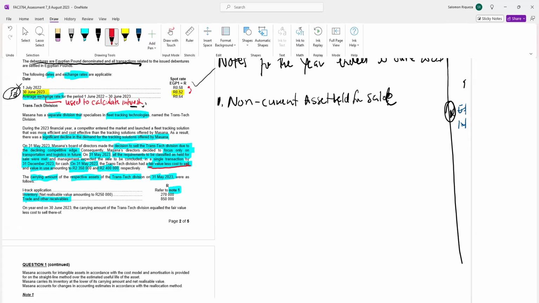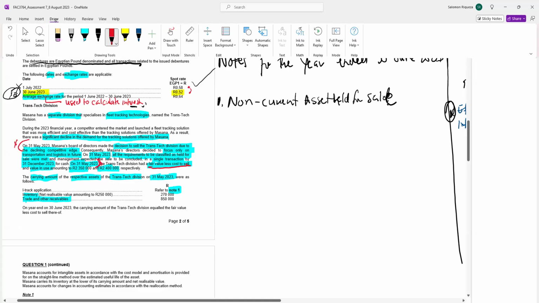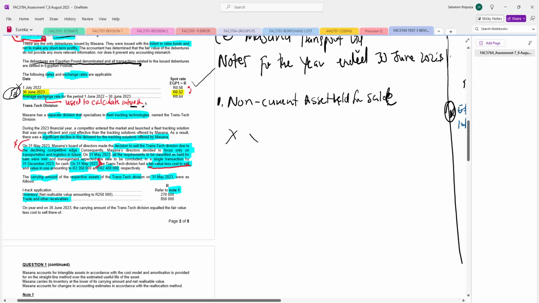Focus. Okay. On 31st, Masana's board made a decision to sell. You see from there. You're going to start there up until here. Don't include where he's talking about fair value less cost to sell. So from here to here, you will copy that story word by word. If you want to summarize, you can summarize, but don't leave out important information. Okay, that's where you start. You can copy word by word.